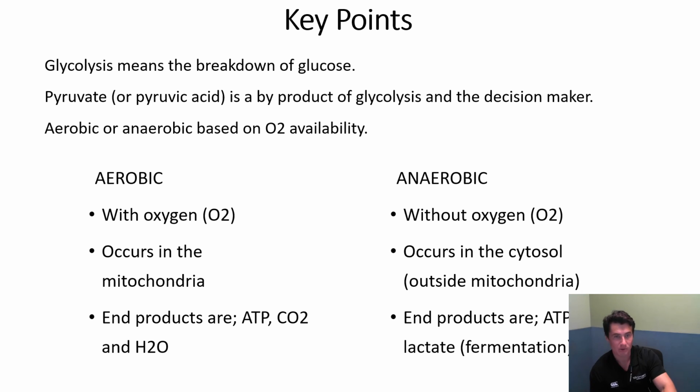So aerobic metabolism, yes, we have enough oxygen. With that pyruvate, we can create a whole lot of ATP in the mitochondria. Not enough oxygen, we're exercising too intensely, that pyruvate is going to ferment and become lactic acid. Eventually, we'll have to slow down that intensity. Aerobic is with oxygen, occurs in the mitochondria. End products are ATP, CO2, and water. Anaerobic, without oxygen, occurs in the cytosol, outside of the mitochondria, but inside the cell. End products are ATP and lactate, or fermentation.